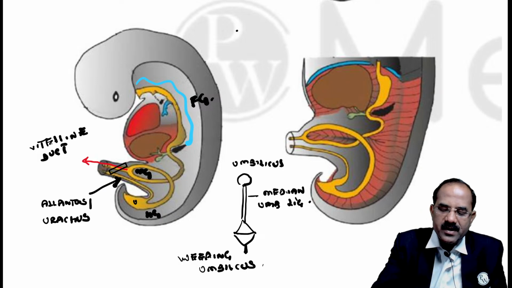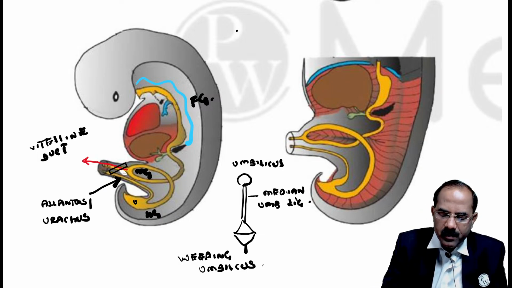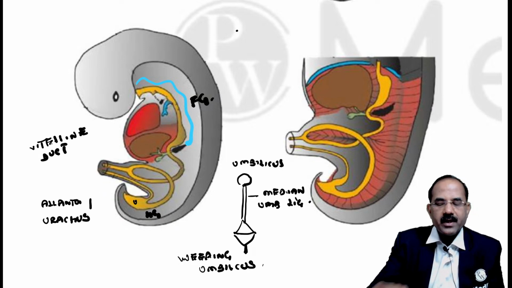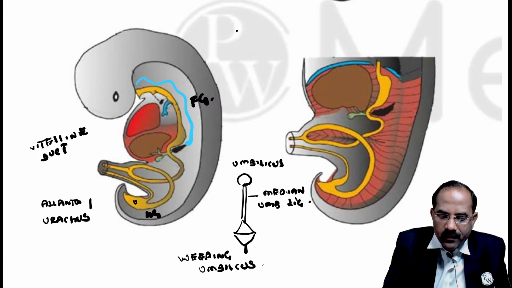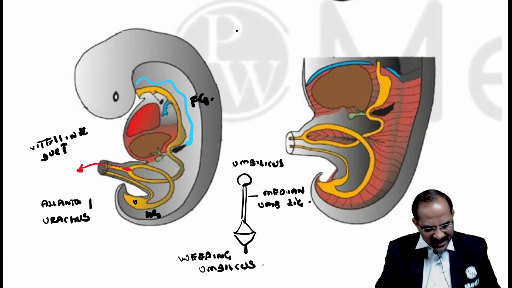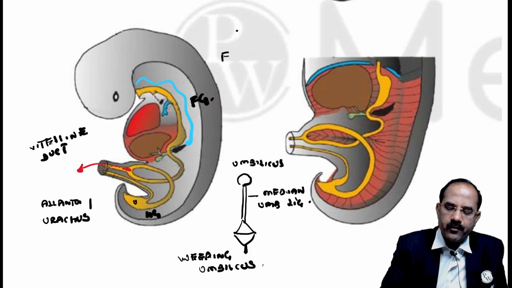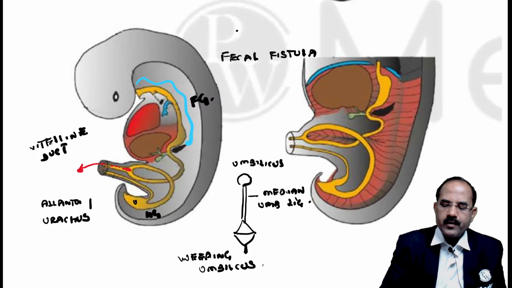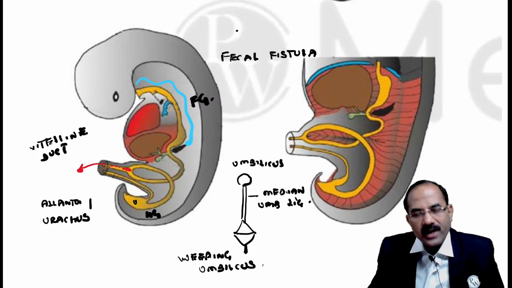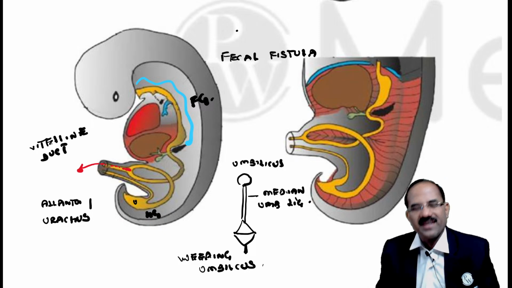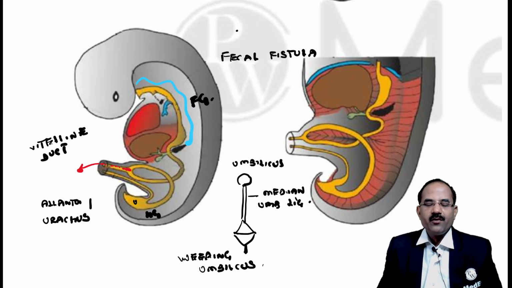Suppose, students, this entire midgut remains persistent. One minute, I'll just clear this off for you. If this entire midgut remains persistent, the child will be passing feces through the umbilicus. And what do we call this? This is what we call a fecal fistula. It is a persistent vitelline duct. If the vitelline duct remains persistent, that's a fecal fistula.